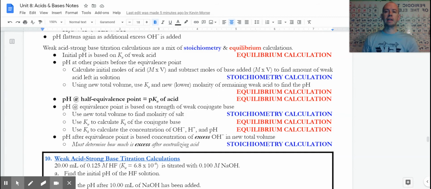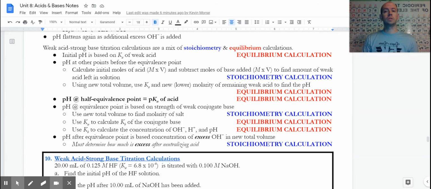So if we are asked about the initial pH of the weak acid, that is totally an equilibrium calculation. The only thing that is in our solution is a weak acid in water, so we do a Ka calculation. If we are looking at the pH for any other points before or after the equivalence point, there's a combination of stoichiometry and equilibrium. These are less common on the AP exam as math questions.